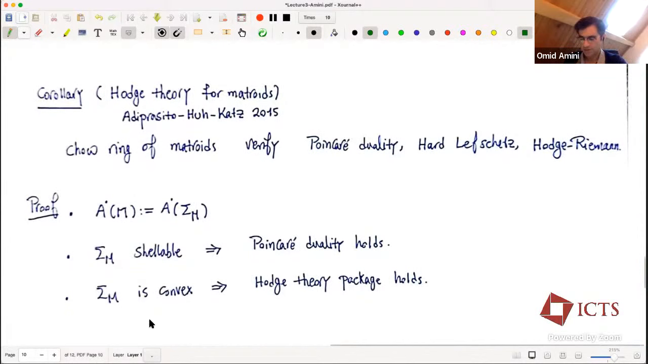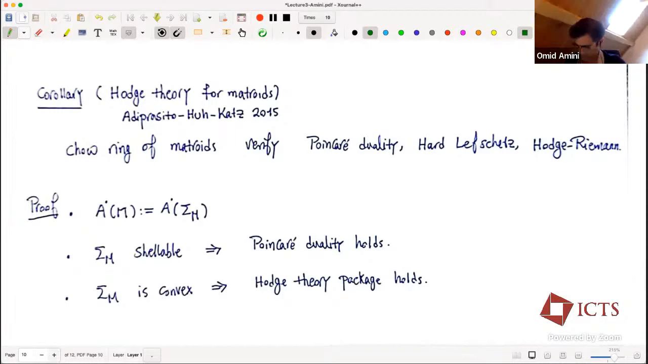So by projective fan, you mean a complete fan? Projective fan, yes, a projective fan is a complete fan. But sigma M is not generally complete. Right. Sigma M convex means that it admits a strictly convex function.